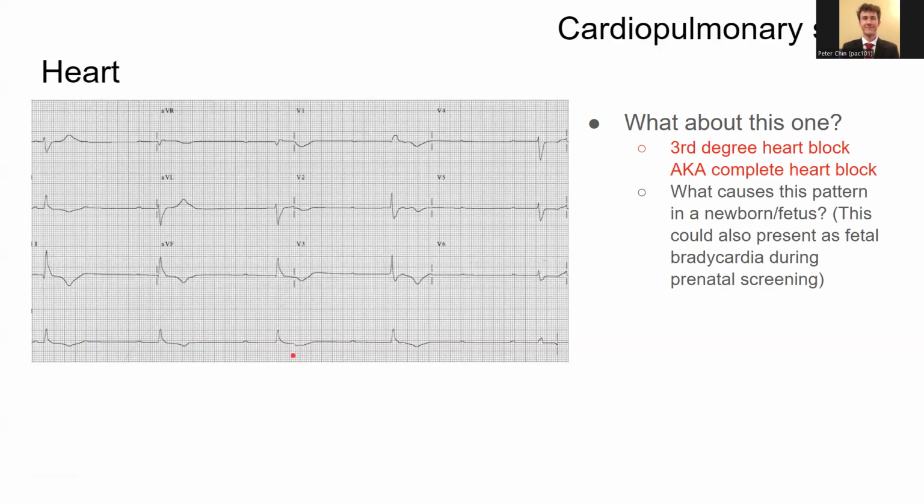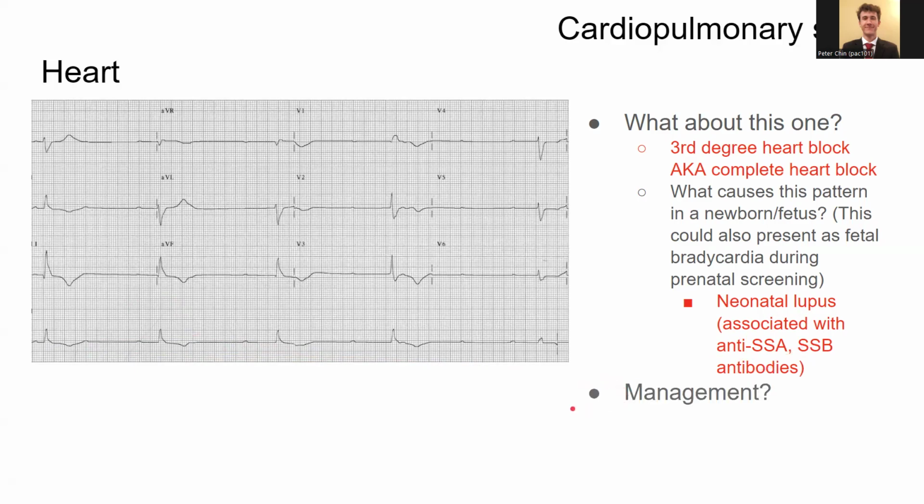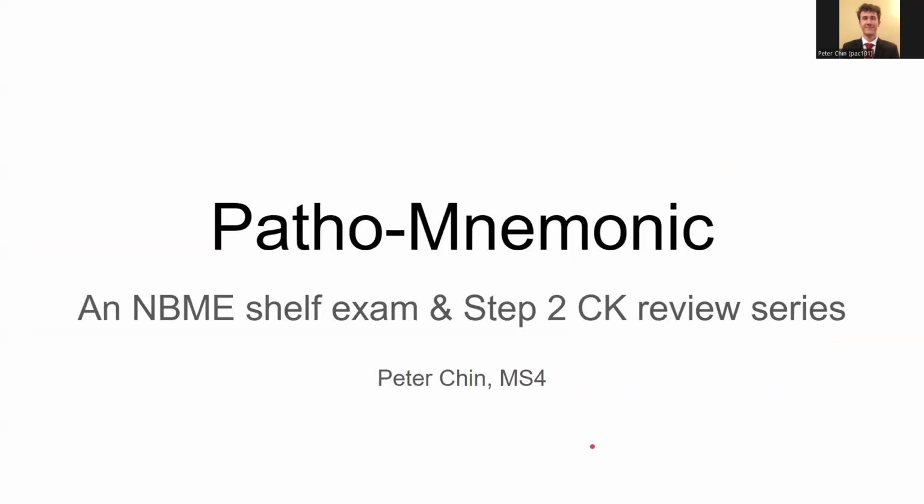Another high yield feature of complete heart block is this can present in fetuses as fetal bradycardia, or in a newborn as newborn bradycardia. And the cause or risk factor for this complete heart block in a newborn or in a fetus is congenital lupus or neonatal lupus. And that's associated with mom having anti-SSA or anti-SSB antibodies. The management of complete heart block is they need a pacemaker. Even if they're a baby, they get a pacemaker.